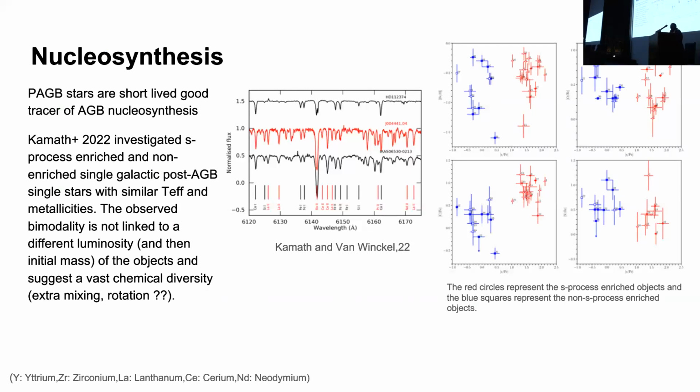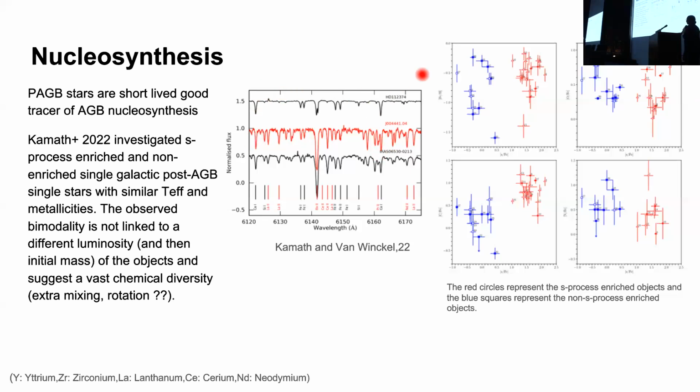Okay, let's jump from shaping to nucleosynthesis. We've seen that abundances are very important in those objects. Post-AGB stars are short-lived, up to like 1,000 years, so cosmically speaking, it's extremely quick. And what you can do with those post-AGB stars is that they are tracers of the nucleosynthesis that occurs in the AGB. So this is a graph by Kamath and Van Winckel in 2022.